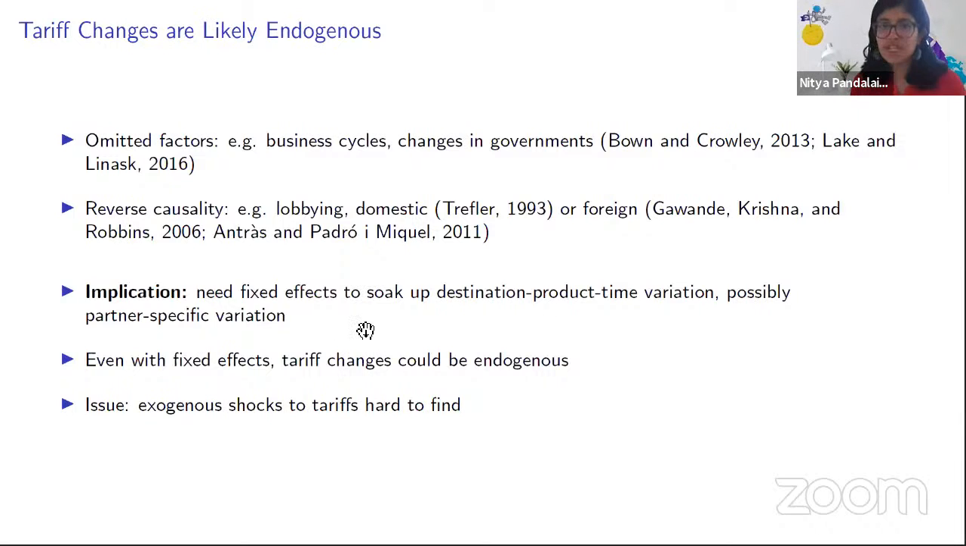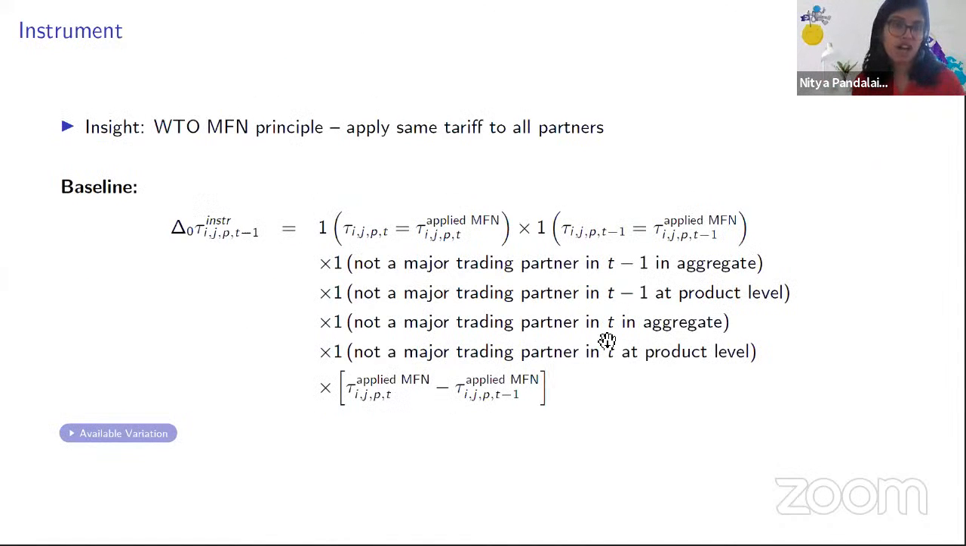So I'm going to argue that tariff changes are likely endogenous, and you want to be careful about what tariff variation you use. And in fact, there's a huge literature in trade policy that is precisely making this case for me, so I'm not going to spend much time on it. But you can think of a number of omitted factors, like business cycles, changes in governments, for instance, that lead to endogenous tariffs. You can also think of reverse causality, for instance, because of lobbying. So the implication is that we need to think very carefully about the fixed effects. We want to take out a destination product time variation for sure, possibly even partner-specific variation. But even with the fixed effects, the residual tariff variation could still be endogenous. But of course, this is problematic because it's very hard to find an exogenous shock to tariffs.